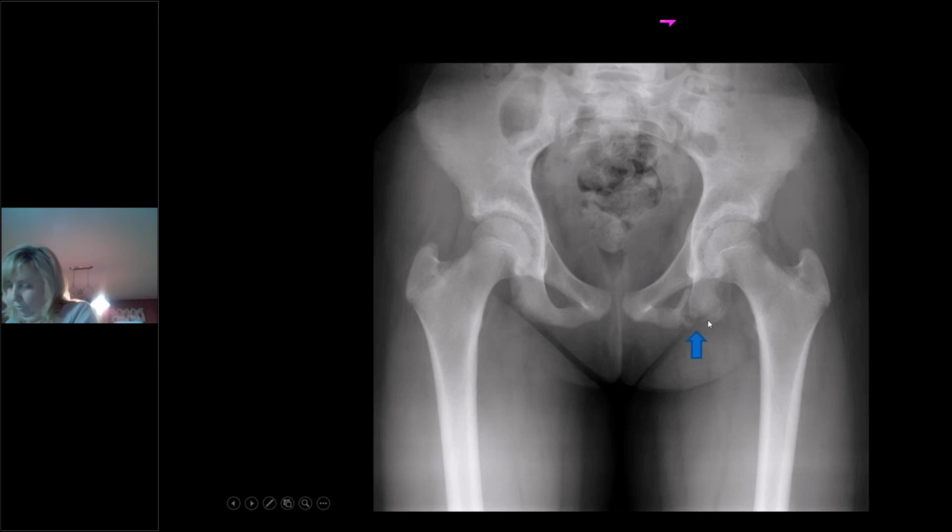Hurts like heck, but a wheeled walker, a little pain control, and she was good in a couple of weeks, and within 6 weeks she was back playing again. So they typically heal up pretty nicely, but very different than a hip fracture. This is a pubic rami fracture treated much differently.